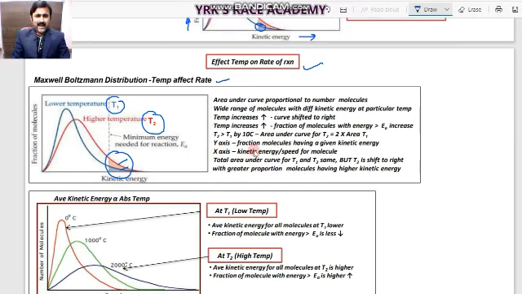On the y-axis we have taken the fraction of molecules having a given kinetic energy. Along the x-axis we have taken kinetic energy or speed of the molecules. So the total area covered under T1 and T2 is the same, but T2 is shifted to the right with a greater proportion of molecules having higher kinetic energy. So that is the point to be noticed.